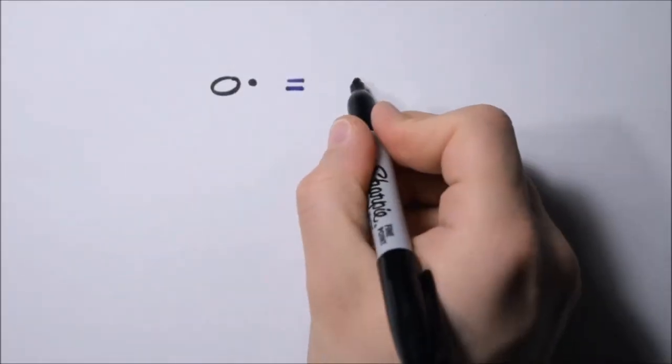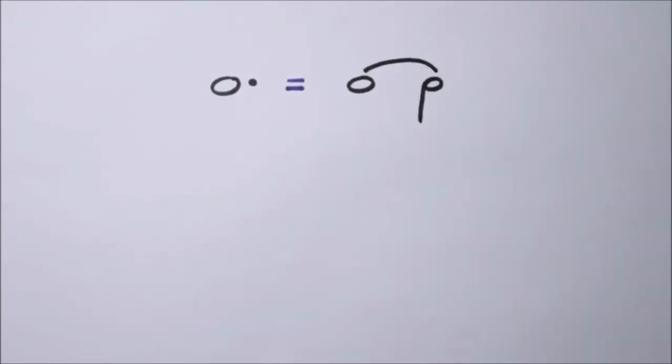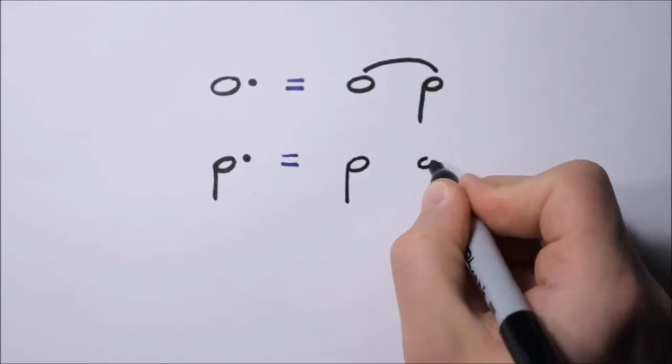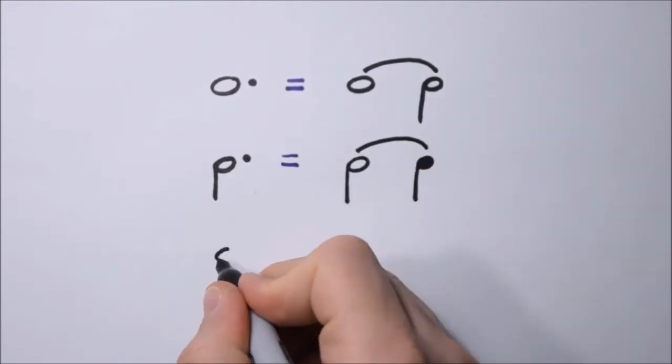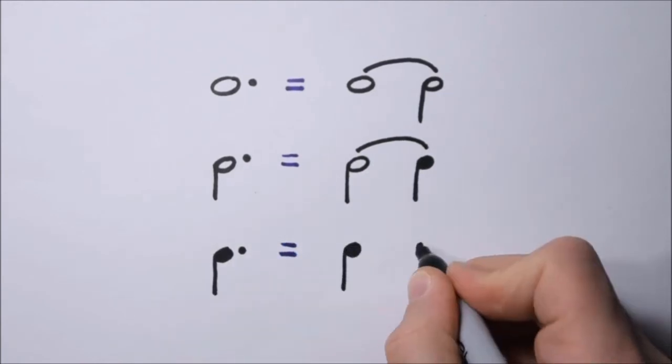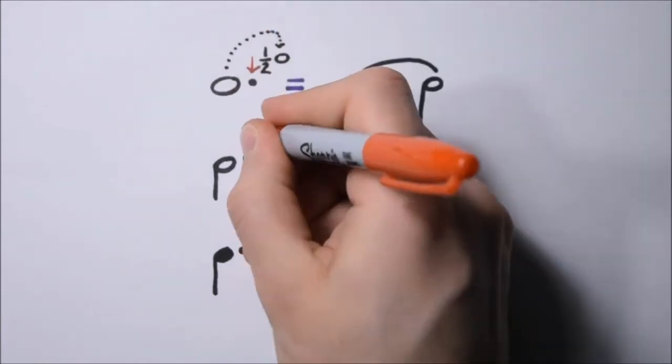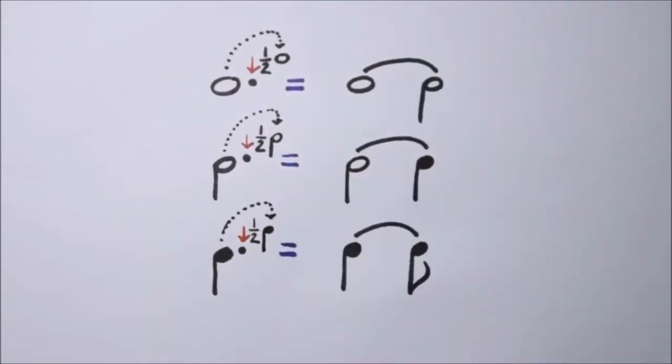For instance, a dotted whole note is equivalent to a whole note tied to a half note. A dotted half note is equal to a half note tied to a quarter note. A dotted quarter note is equal to a quarter note tied to an eighth note, and so on. Basically, a dot carries half the weight of whatever immediately precedes it.